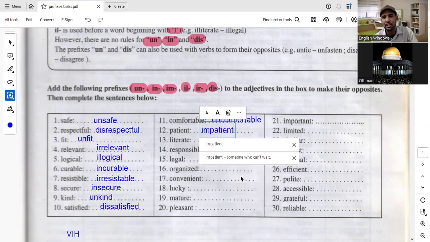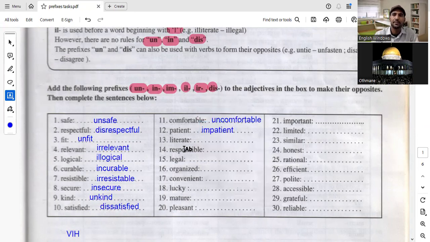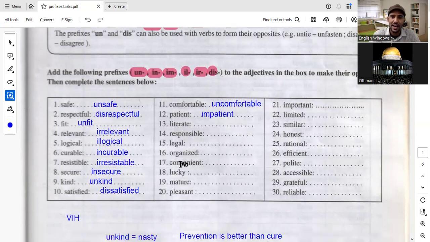You know what impatience means? You know what patience means first? Someone patient is someone who can bear, can wait, right? But impatient is someone who wants to go. Exactly, very good. Impatient means he can't wait, right? So we should be patient, not impatient. Okay, so literate, يعني شخص educated, someone who is educated, great.